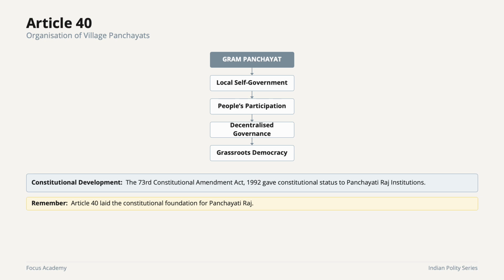So Article 40 talks about the organization of village panchayats. There should be a village panchayat. It encourages the state to form village panchayats, and as a result, village panchayats were formed. Panchayat is under Part 9A of the Indian Constitution, and municipalities are under Part 9A of the Indian Constitution. So you will learn about that later.